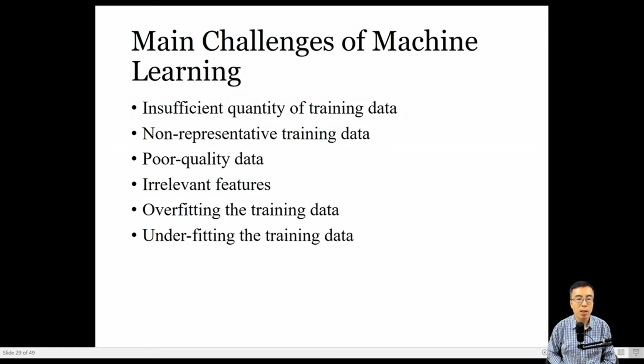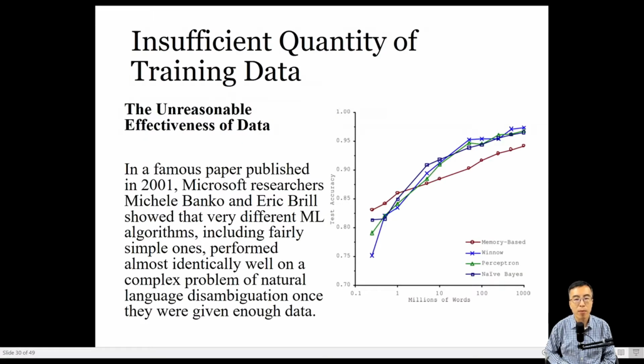And now let's talk about the main challenges of machine learning. There are at least 6 major challenges that we want to talk about, including insufficient quantity of training data, non-representative training data, poor quality data, irrelevant features, overfitting, and also underfitting. First, machine learning often suffers from insufficient quantity of training data because many of the state-of-the-art machine learning models are trained on huge data sets, millions of images, and gigabytes of text data.